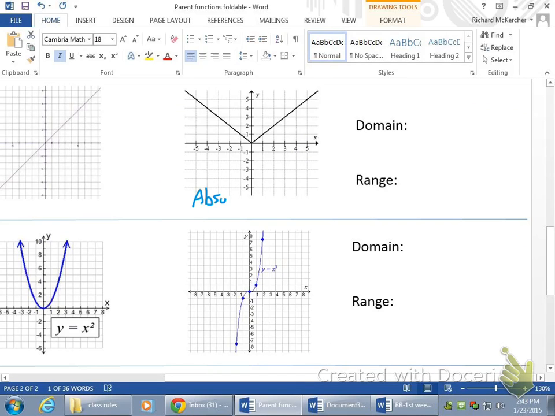Next is the absolute value. It's on the top right of your foldable. Okay, and real quick, just recognize that the domain, all numbers to the left are good, all numbers to the right are good, so the domain is all real numbers. The range is everything above or equal to 0.